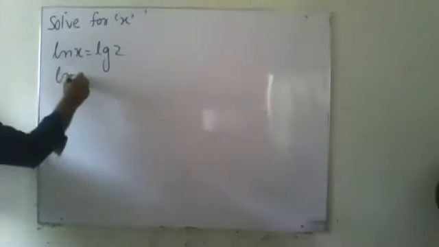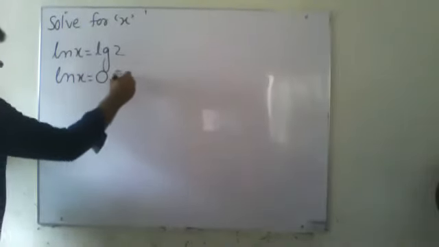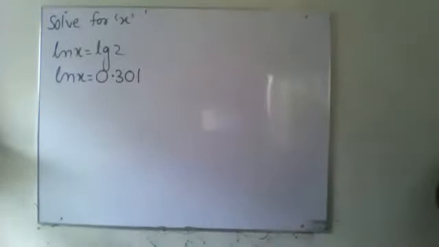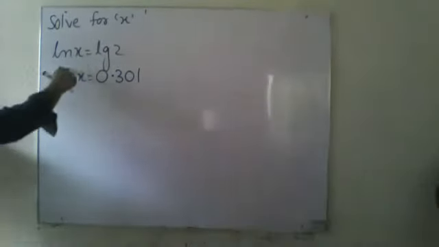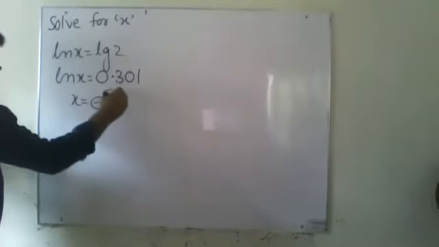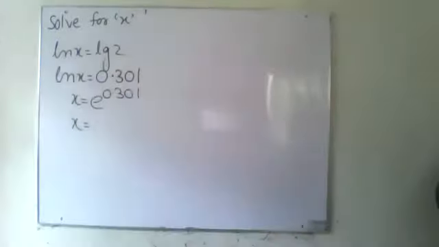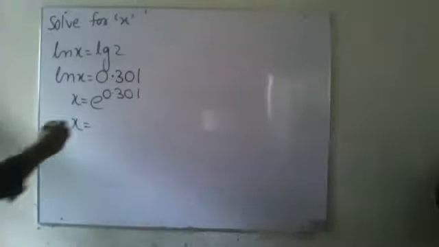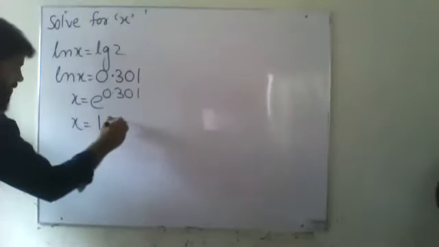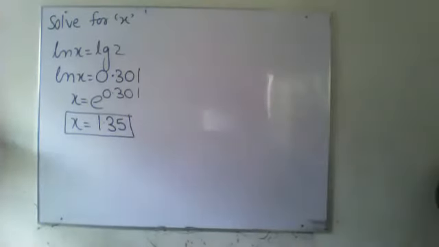So ln x equals to, this is coming 0.301, right? Now shifting ln on the other side, x equals to exponential 0.301, and when I will solve this one, my answer is coming 1.35, which you can get from calculator also.